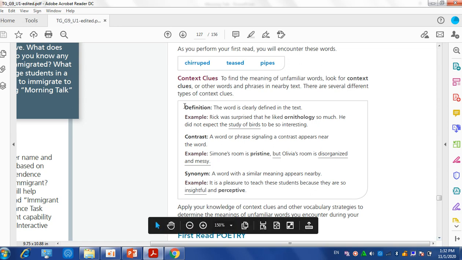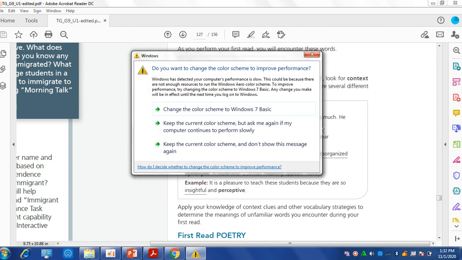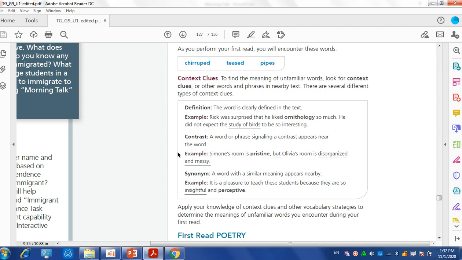Let's go to the first technique, which is the definition. Let's see the example. Rick was surprised that he liked ornithology so much; he did not expect the study of birds to be so interesting. Maybe you haven't heard the word ornithology before. But if you read the context clues, he did not expect the study of birds to be so interesting. So the study of birds refers to the word ornithology. Here, the word is clearly defined in the text. The definition is the study of birds.